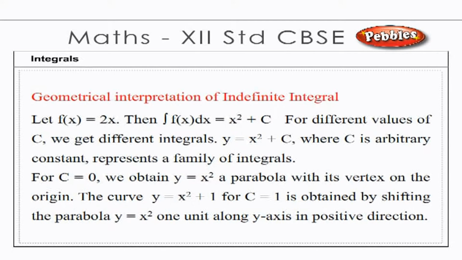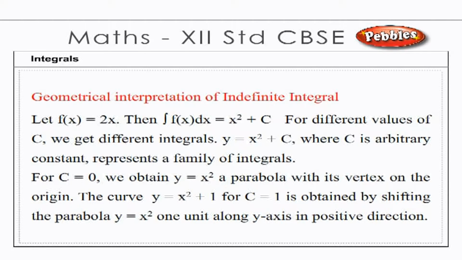Geometrical interpretation of indefinite integrals. Let f of x be equal to 2x. Then the integral of f of x dx is equal to x square plus c. For different values of c, we get different integrals. y is equal to x square plus c, where c is an arbitrary constant, represents a family of integrals.